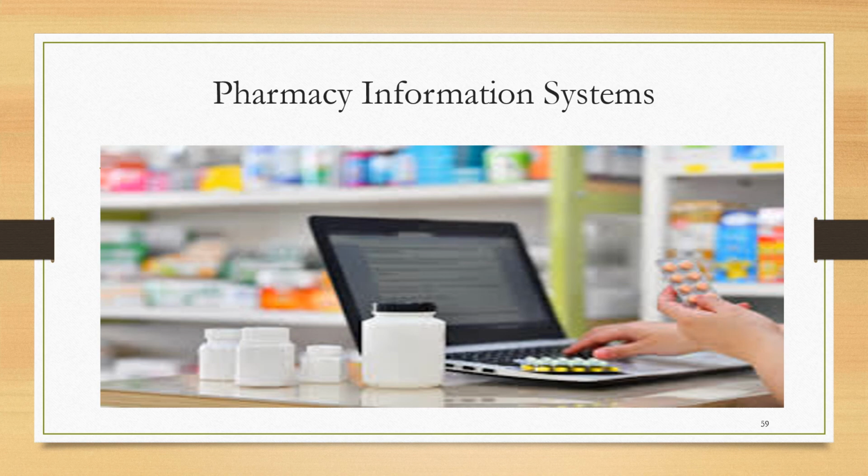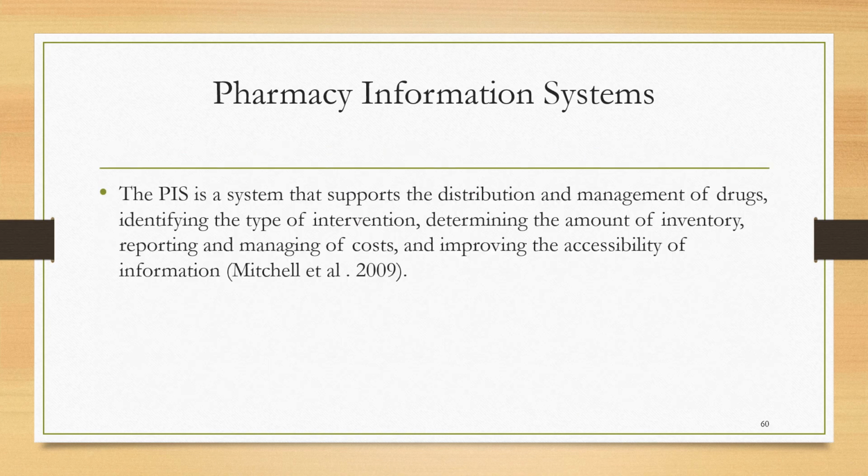Most importantly, pharmacy information systems help to monitor drug-to-drug interaction, drug allergies, and various drug-related complications. So, according to this significance of pharmacy information systems in healthcare quality and patient safety, what is the pharmacy information system?